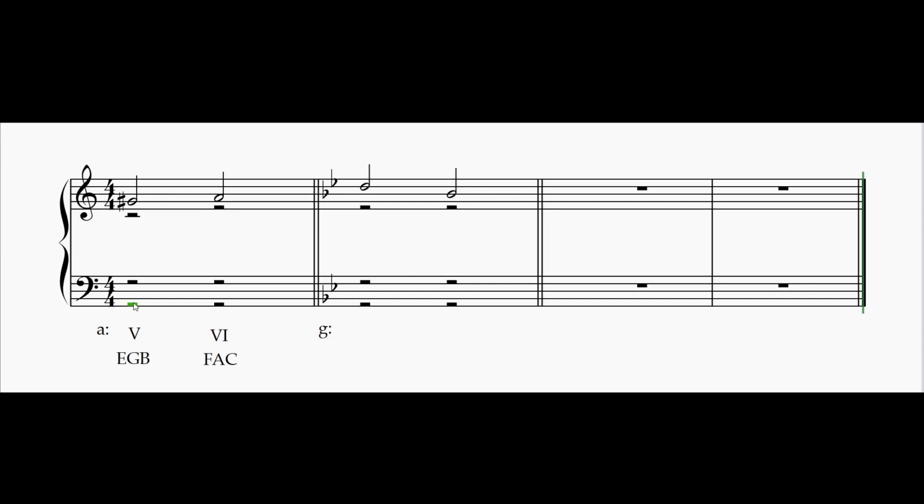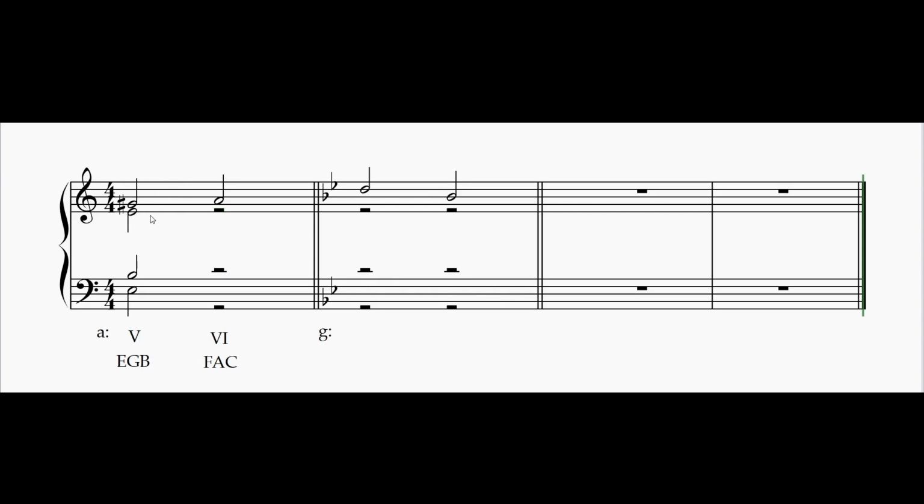First thing we need to do is get down our bass note. That would be E. For our tenor, I'm going to go with our B. And in the alto, I'm going to double our root with an E. And of course, our soprano is the G sharp, the leading note.